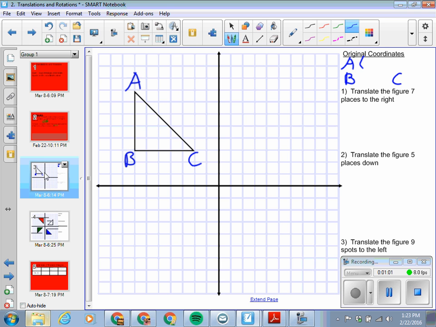So A is at the point -7, 8. Then B is at -7, 3. And then C is going to be at -2, 3.